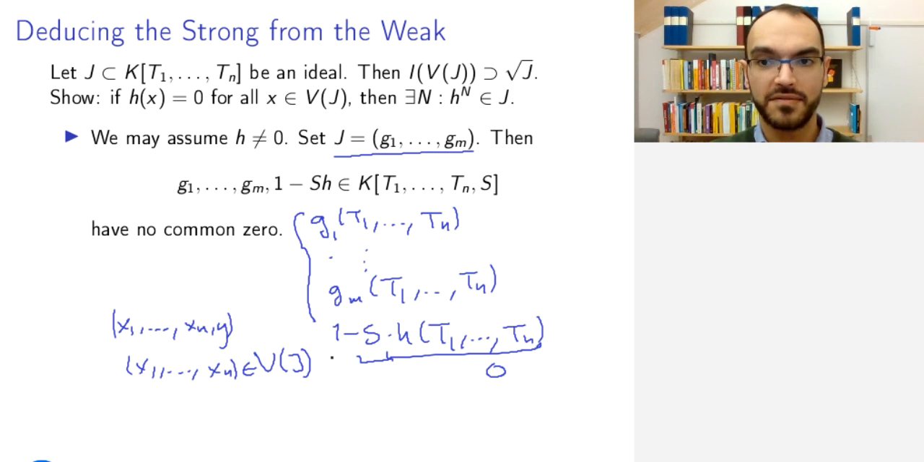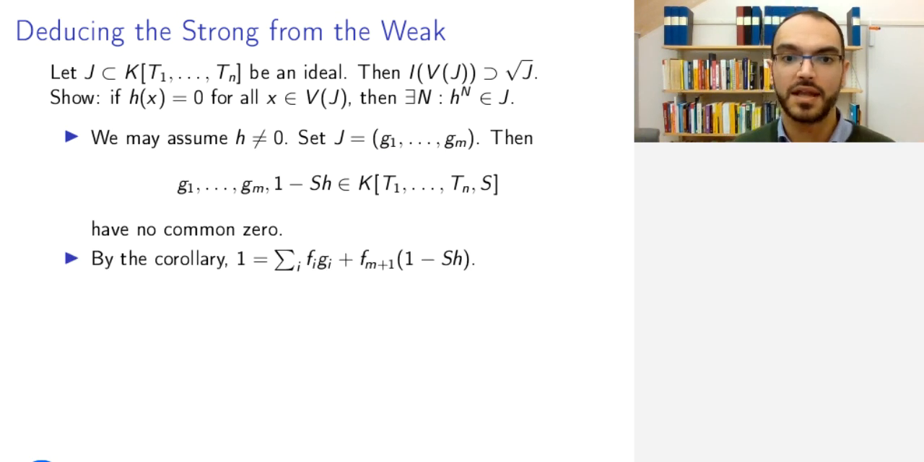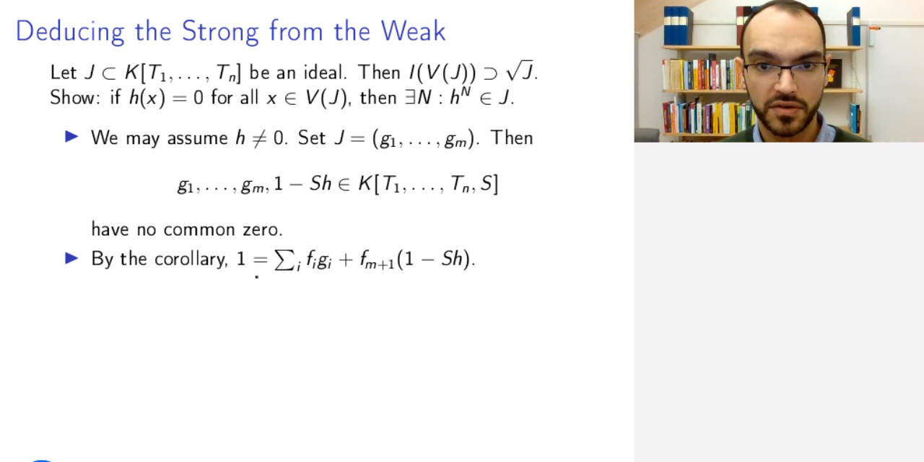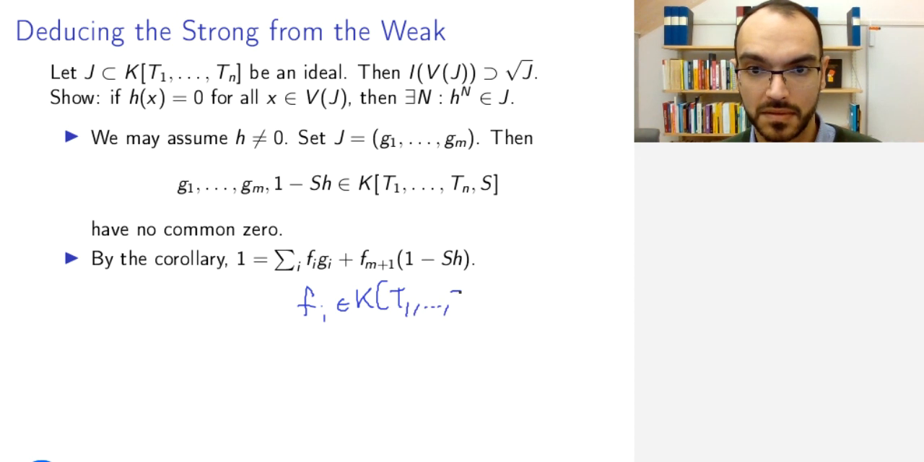So these polynomials have no common zero, and by the previous corollary with the roles of f and g interchanged, we can write the number 1 in this fashion. So these will generate the whole ring. So these fi will belong to this polynomial ring in t1 through tn, s.